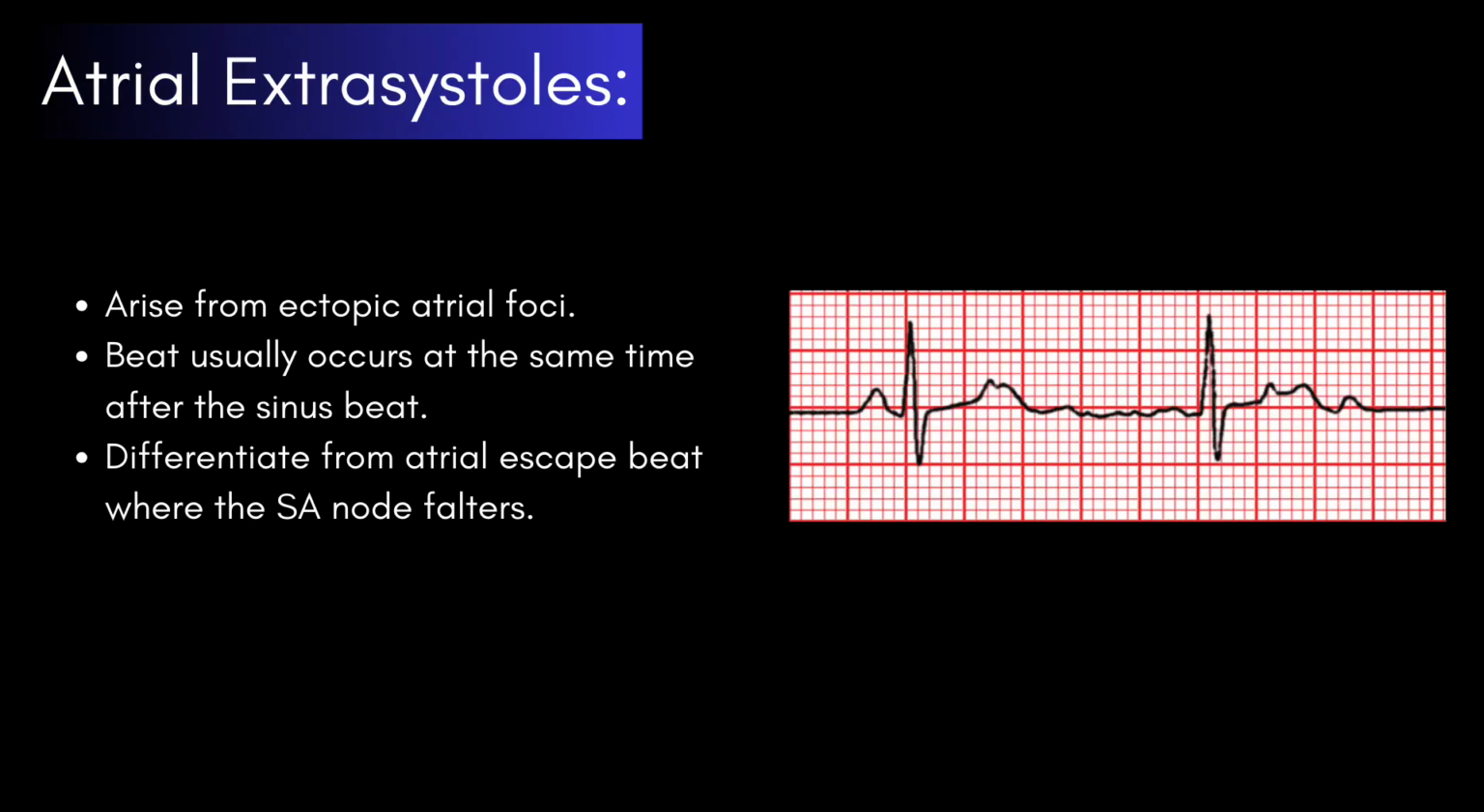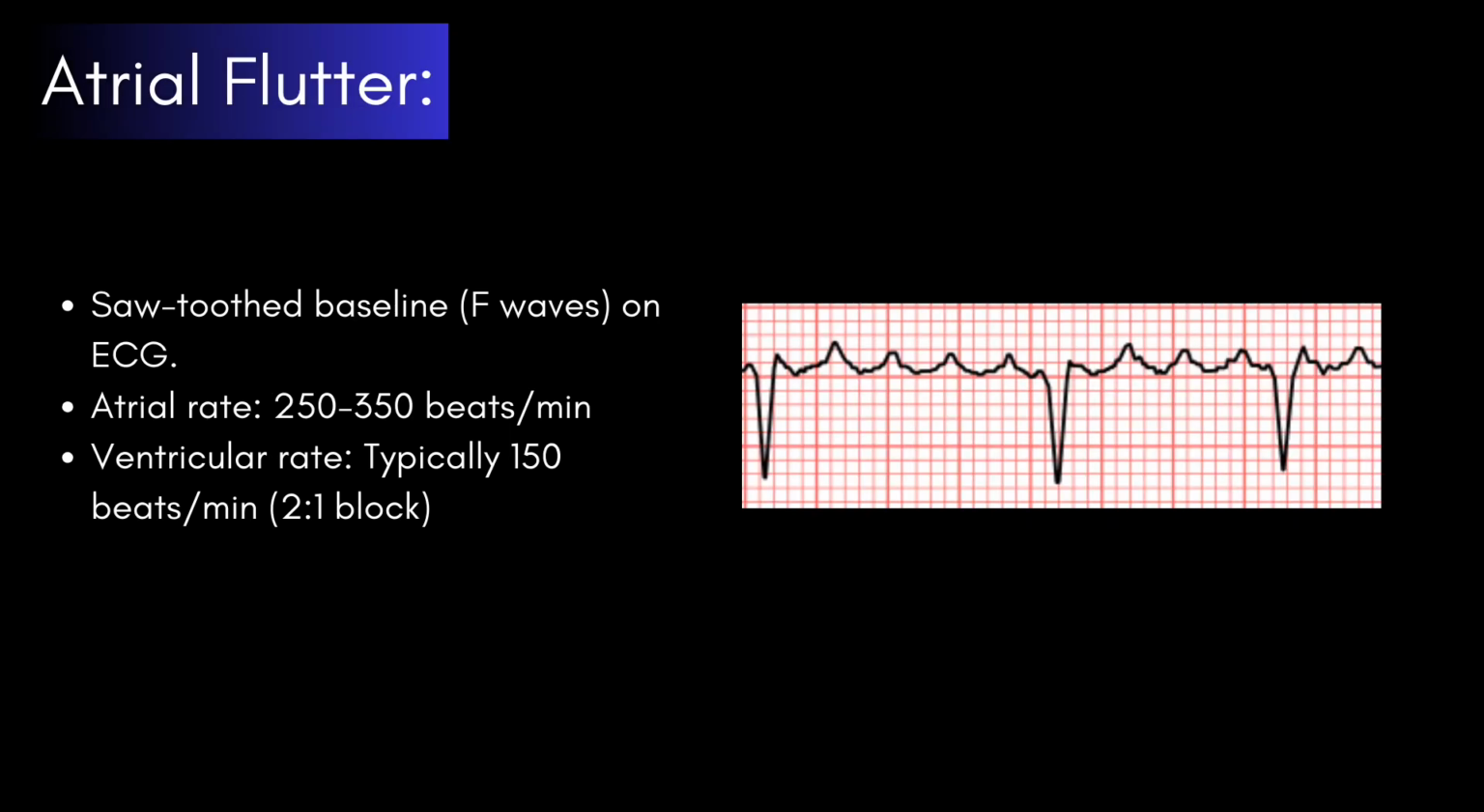Let's take a look at atrial extrasystoles. Arise from ectopic atrial foci. Beat usually occurs at the same time after the sinus beat. Differentiate from atrial escape beat, where the SA node falters. Let's take a look at atrial flutter, sawtooth baseline F waves on ECG. Atrial rate 250 to 350 beats per minute, ventricular rate typically 150 beats per minute, 2:1 block.